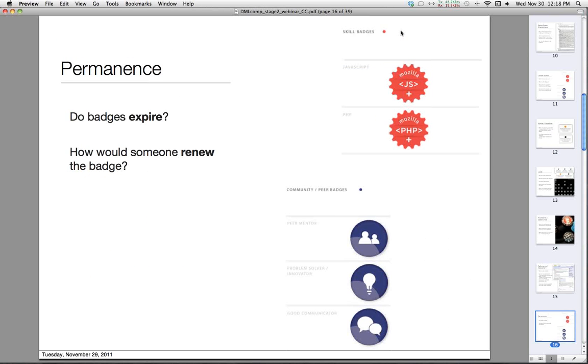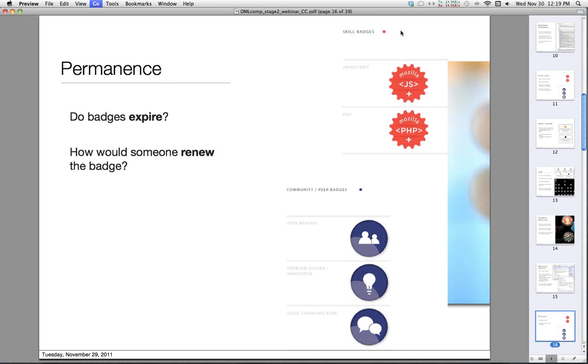The sense of permanence. What does it mean to have badges? Are they permanent? Do they expire? Could someone renew a badge? And getting to the idea of here, we're showing you skill badges and then also community and peer badges. Perhaps community and peer badges don't expire, but maybe your skill badges do.